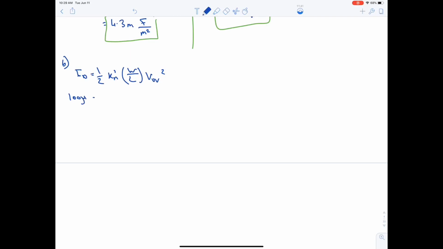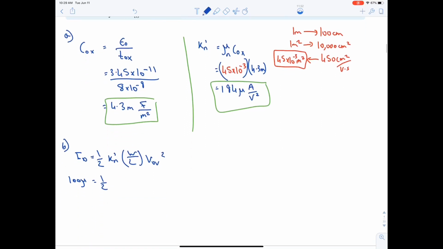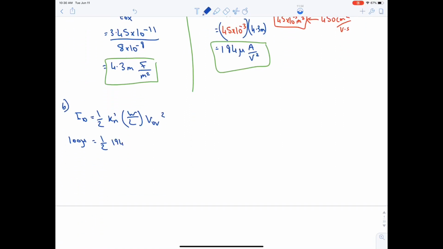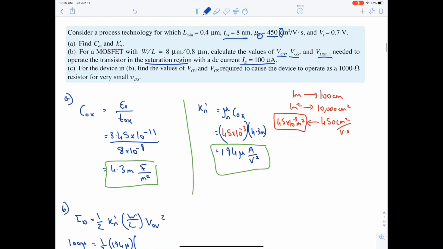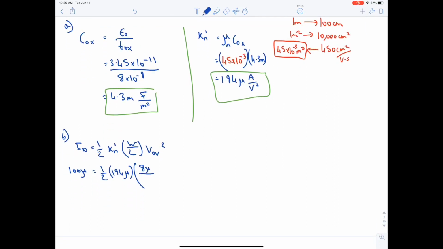100 micro, half Kn prime, which is 194 micro, multiplied by W over L. W is 8 micro and L is 0.8 micro. So 8 micro divided by 0.8 micro, and VOV is unknown. This will give us two values because VOV is squared. VOV is plus and minus 0.32 volt.